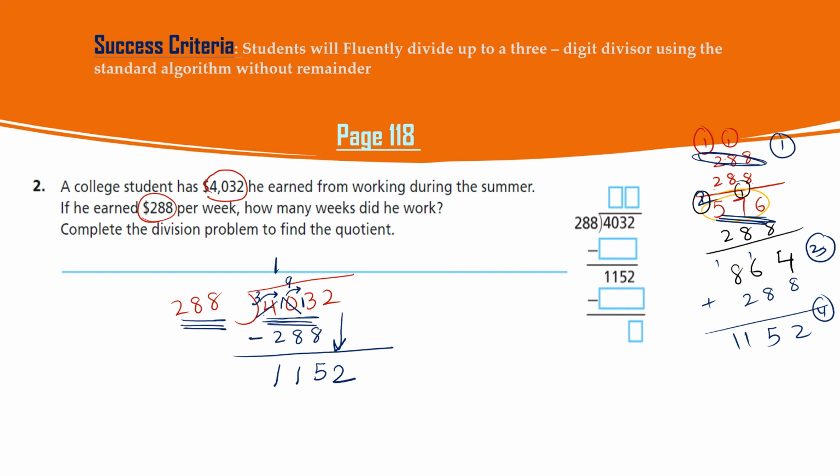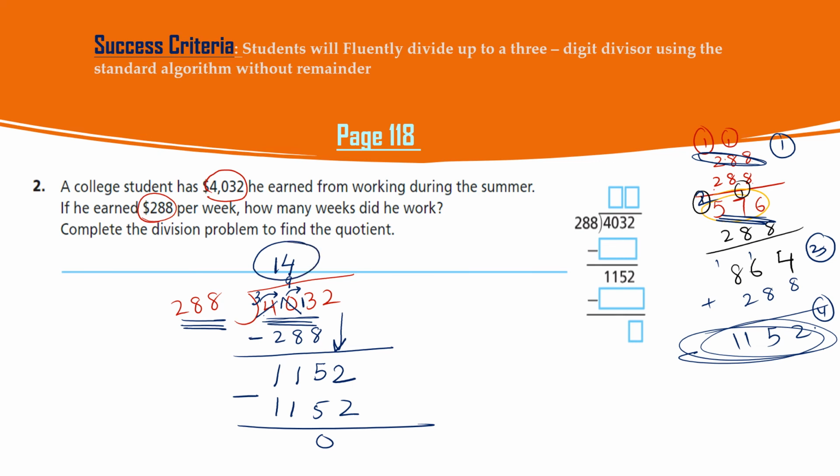Now can you see here 1152? How many times? 4 times. So 4 up. 4 times 288 gives you 1152. And 1152 minus 1152 gives you 0. So we complete the division problem and find the quotient. So the quotient is 14.